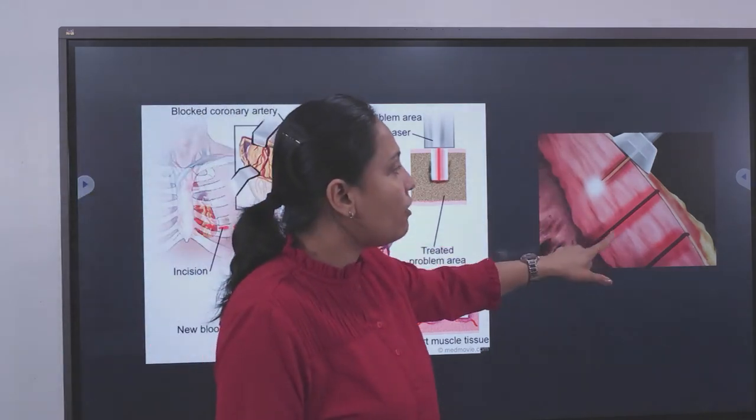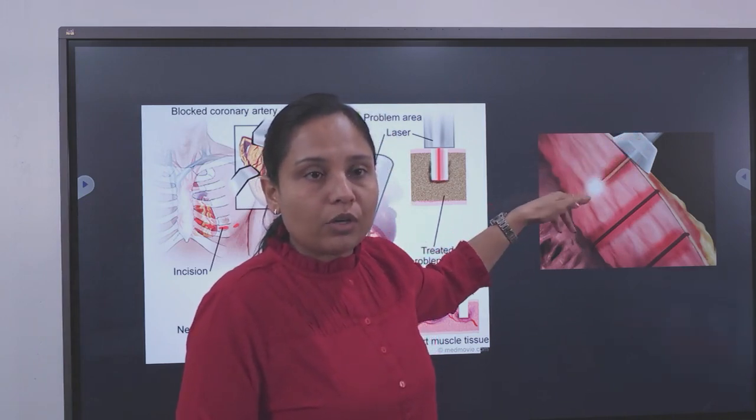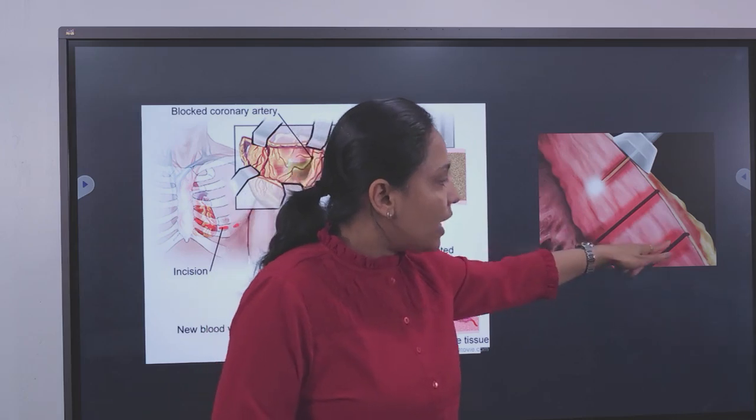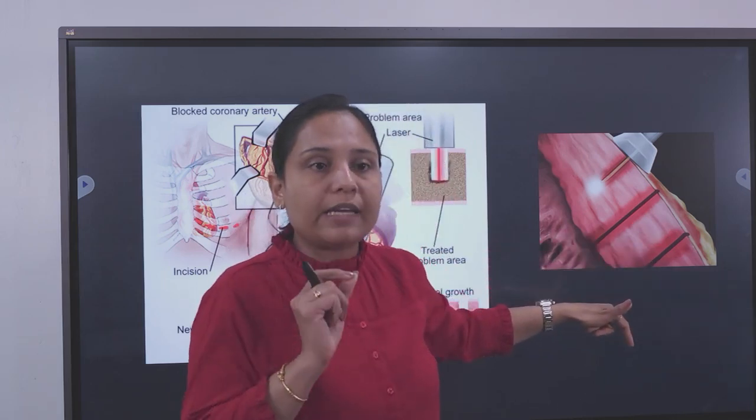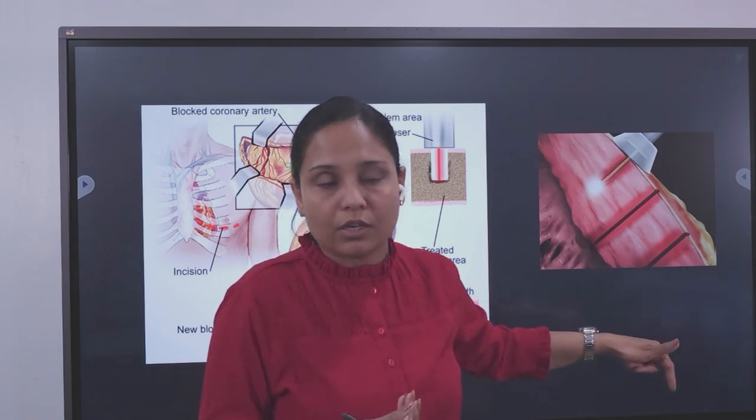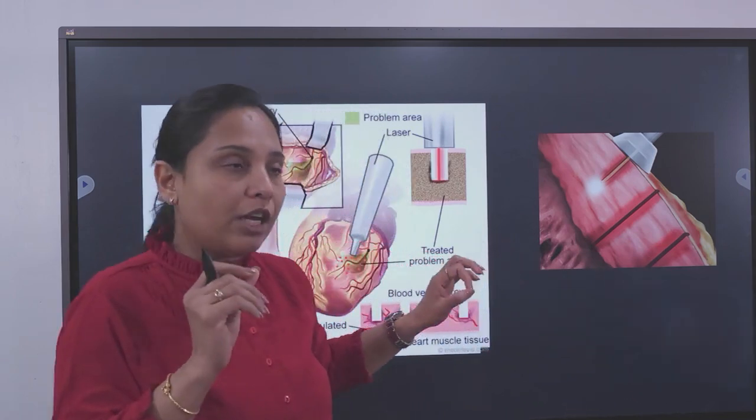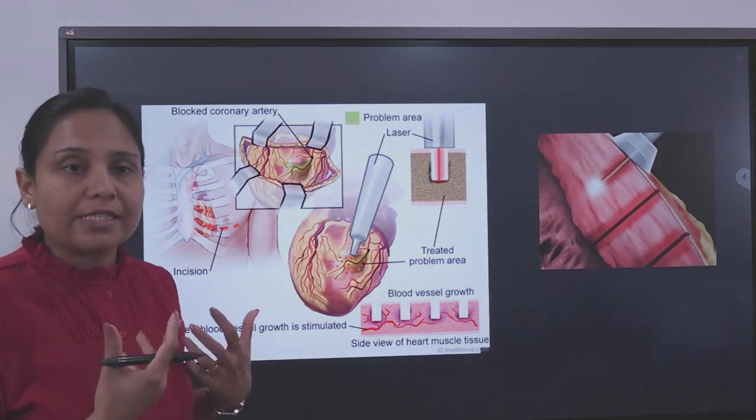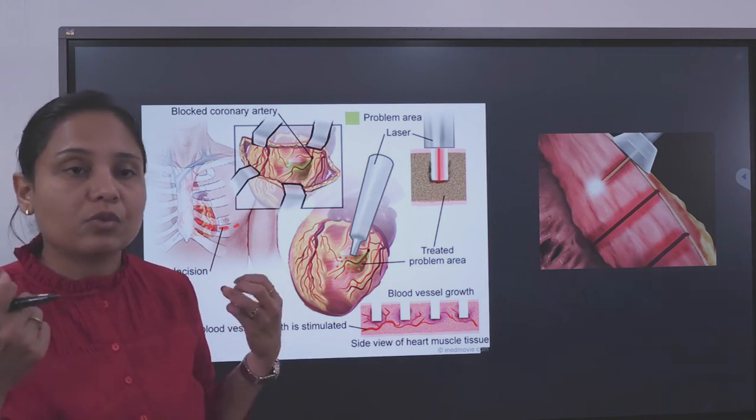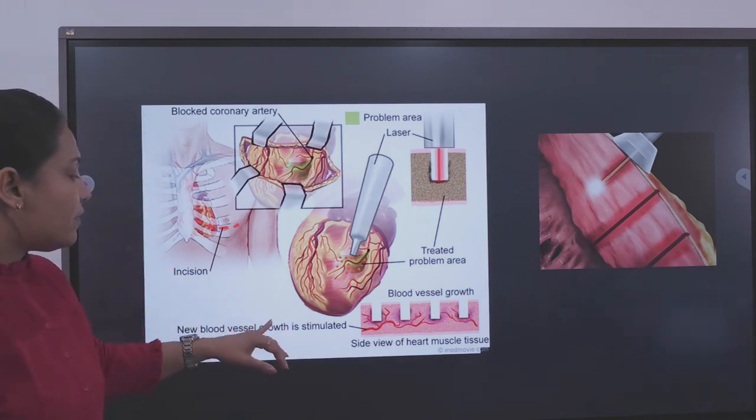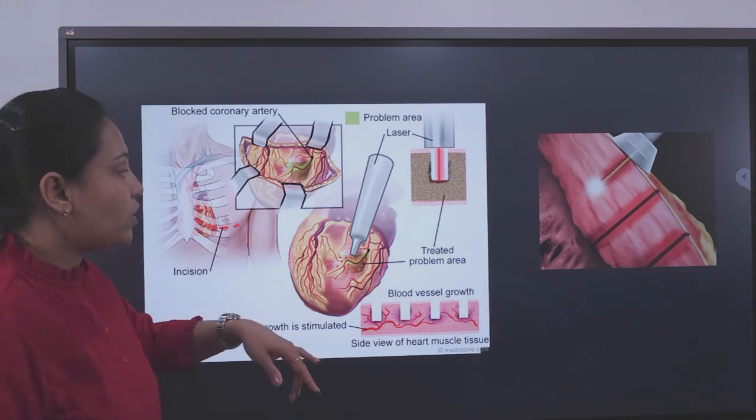This is a big view of it. So this is the probe. You are going to use that probe to create this kind of channels. The small holes will be created in the muscle area to improve the blood circulation. Okay, and when you do that, what happens is new blood vessels will grow. Our body has a tendency to grow new blood vessels, which is going to give blood supply to that area. So new blood vessels will grow after this procedure.